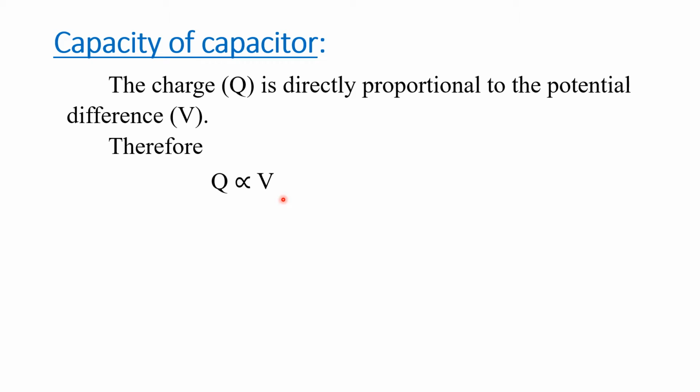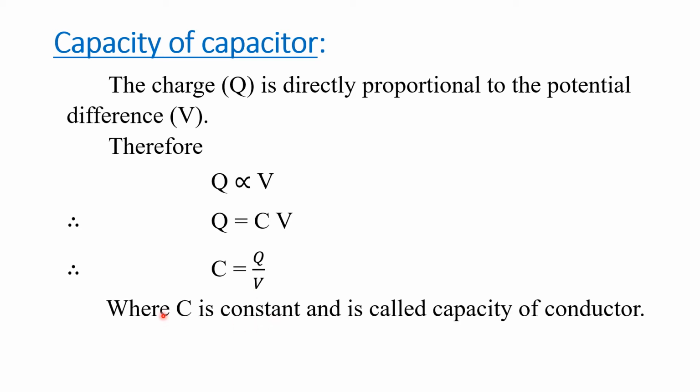Here the proportionality sign is replaced by C. Therefore, Q is equal to CV. Therefore, C is equal to Q upon V, where Q is charge and V is potential difference. Where C is a constant and this constant is called the capacity of a conductor, or it is also called the capacity of a capacitor.